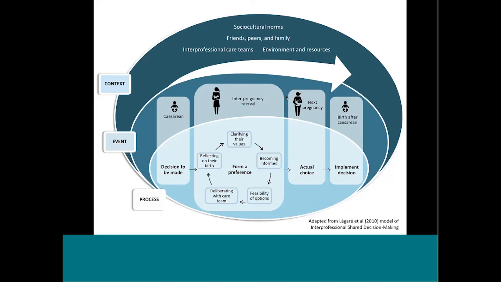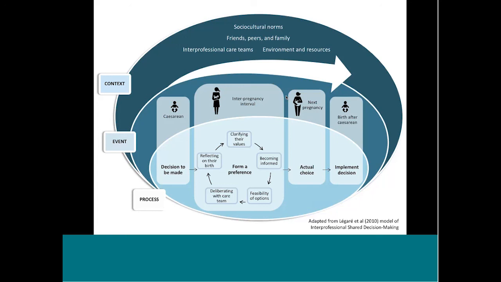So going through these different events in the decision-making pathway, we see here that at the time of cesarean, participants recognized that there was a decision to be made for their future birth. They had an option for a mode of delivery for their next pregnancy. And during their interpregnancy interval, they began to form a preference. First, reflecting on their birth and clarifying what mattered most to them, becoming informed, considering what was feasible, and then in some cases, deliberating with healthcare providers.